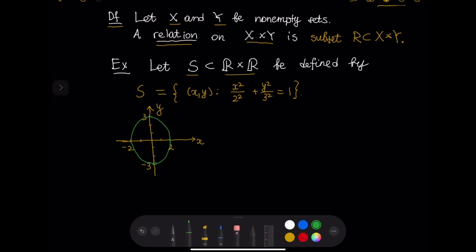So you may have learned in Calculus 3 that this equation here is the equation of an ellipse, where the y semi-axis is equal to 3 and the x semi-axis is equal to 2. So this is the graph of this equation, x squared over 2 squared plus y squared over 3 squared is equal to 1. So just in case you didn't know this, you can take my word for it. So this relation S is the set of all of the points on this graph.